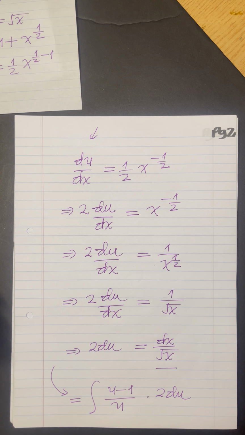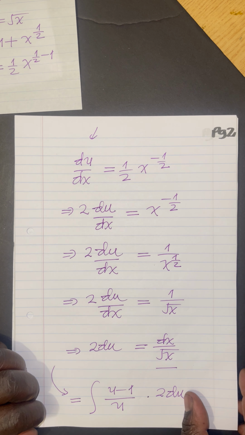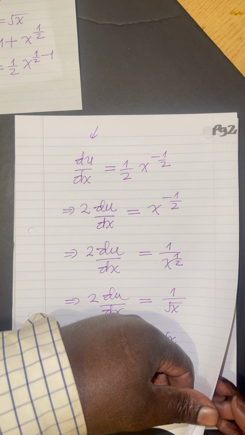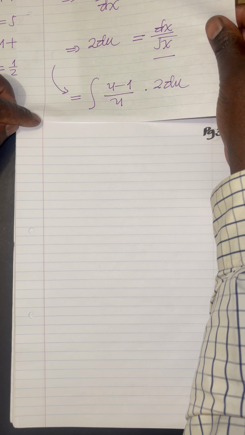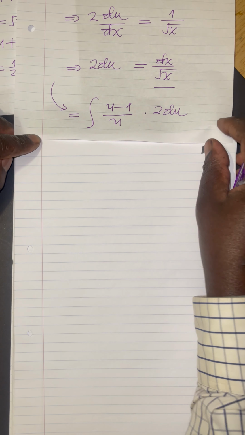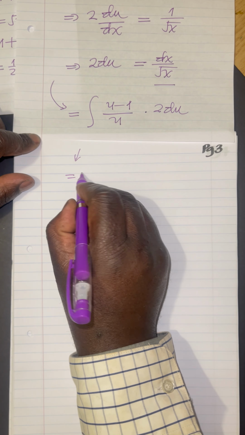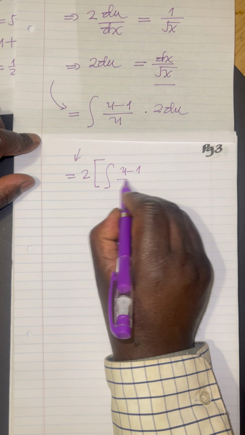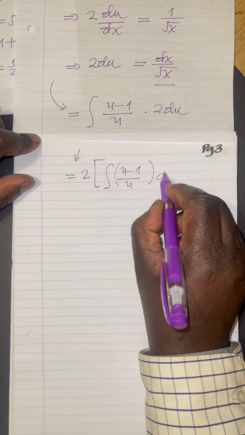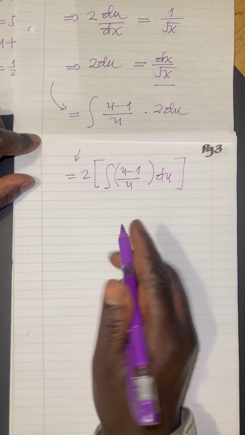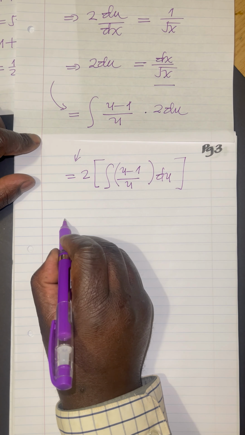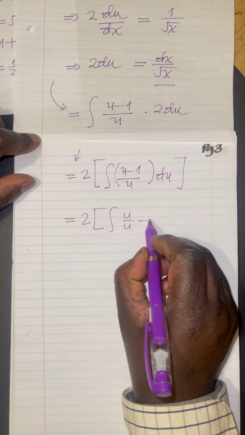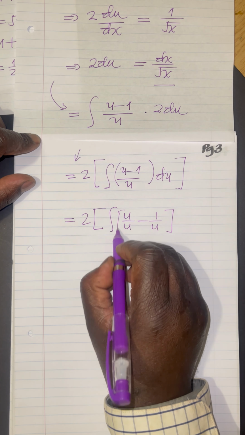Now, I'm going to take 2 out because 2 is a constant. And then I'm going to continue with integration as follows. So 2 is a constant. Let's take it out. So that will be equal to 2, and allow me to use brackets here, the integral of u minus 1 all over u du, like that. Now, I'm going to perform term-wise division inside there as follows. 2 times the integral of u over u minus 1 over u, like that, du.